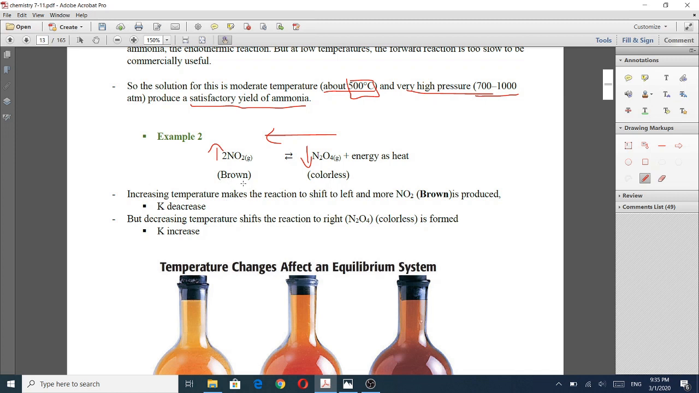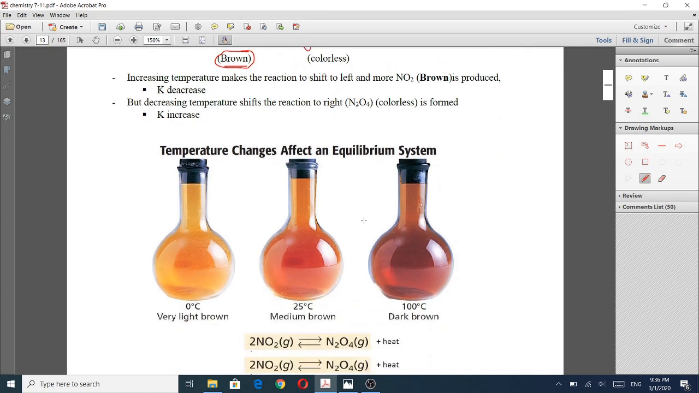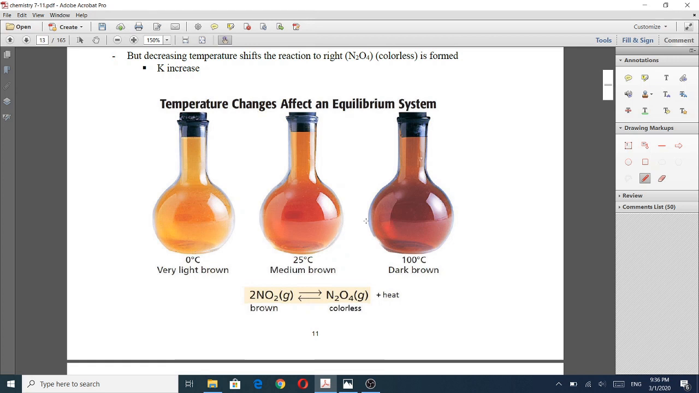Since I have written brown and colorless here, if we increase temperature, you are forcing the reaction to the left side, so you are making more nitrogen dioxide, which has a brown color, and vice versa. By decreasing temperature, the reaction will shift to the right, and more dinitrogen tetroxide will be produced. Look at this figure here. This explains a lot of it.